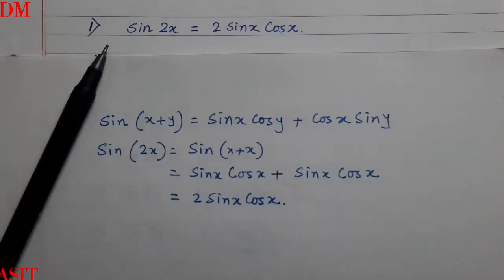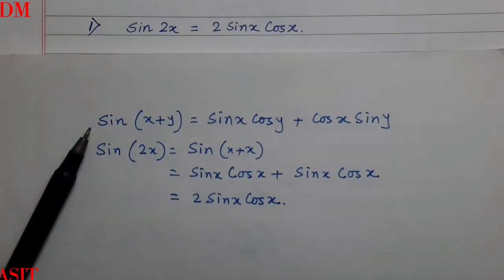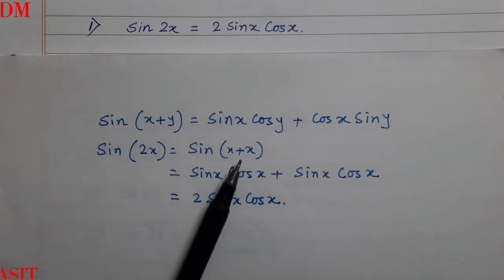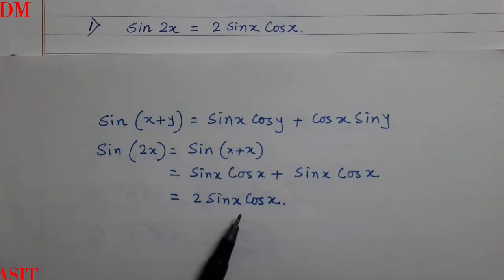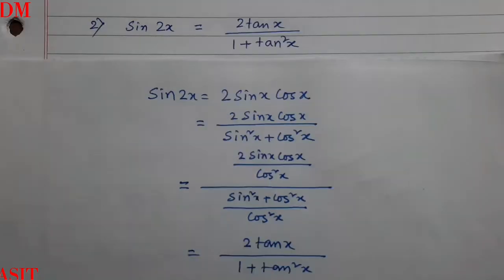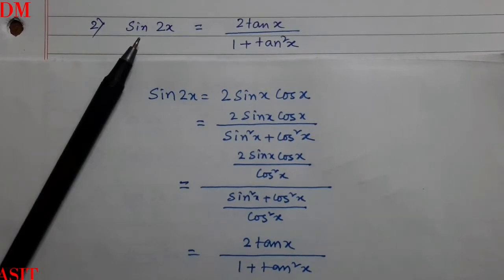Our first formula is sin 2x equals 2 sin x cos x, which we can get from the formula of sin of x plus y by putting y equals x. Then sin 2x will be sin of x plus x, and hence after applying the formula we will get 2 sin x cos x.